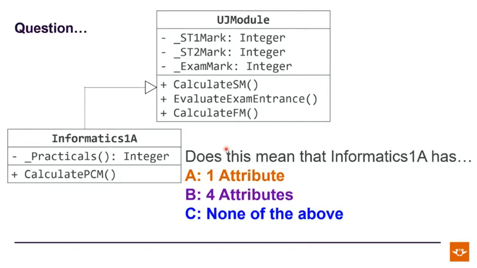Got one answer. 4. Correct. Okay, good. Informatics 1A has 4 attributes. It's not limited. It has 4 attributes, because it has its own practical and it inherits semester test 1, semester test 2, and exam mark. It inherits those functionalities or those attributes. So it's not just practicals, it's all of them.